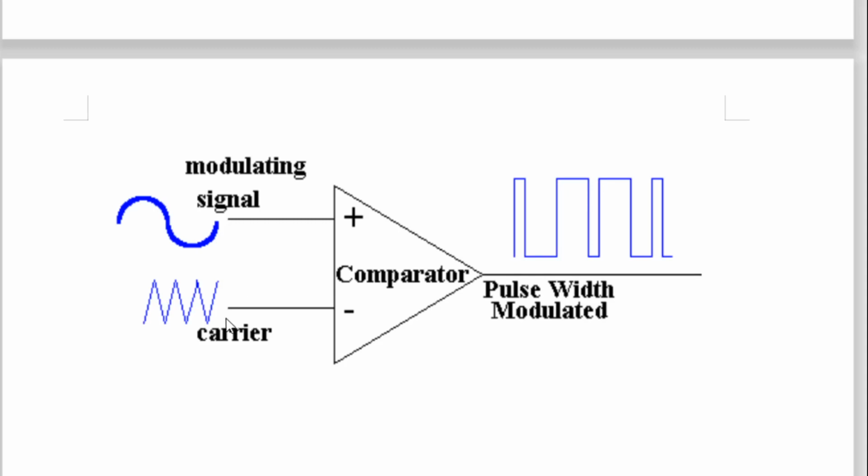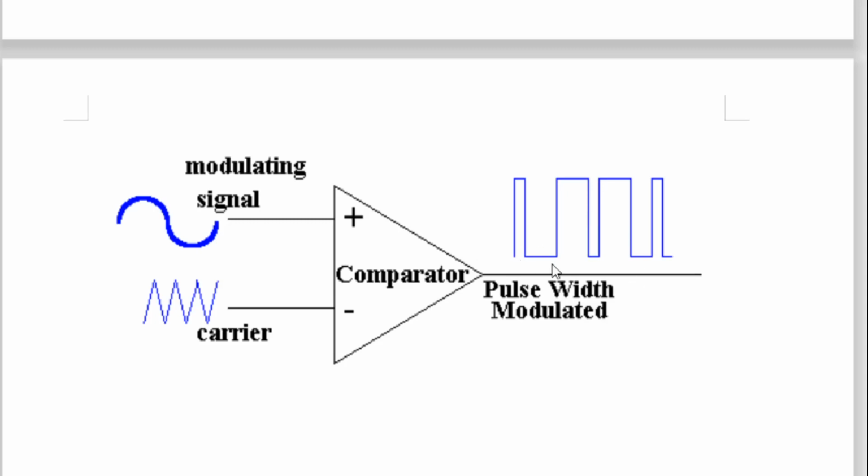Otherwise you will say, sir, always we are changing any one parameter of the carrier. But now here the op amp is used as a comparator. Therefore, the output of the comparator will be a square wave according to the value of voltage present at the inverting and non-inverting inputs. Therefore, the target is the same. What is changing? Width is changing. Pulse width modulation. So the width of the square wave is changing according to the instantaneous value of the information signal.